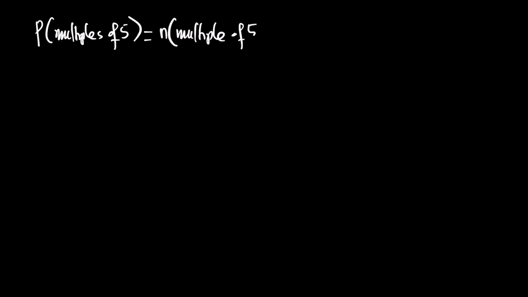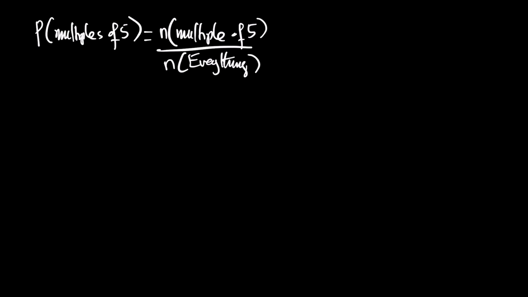Now let's take a look at the second problem. We're told to look for the probability of the multiples of 5. For the multiples of 5, that is going to be the number of multiples of 5 divided by the number of everything.